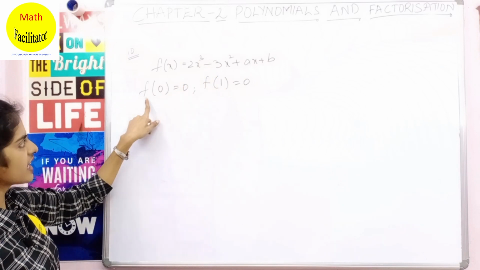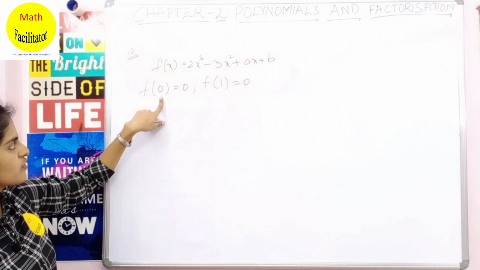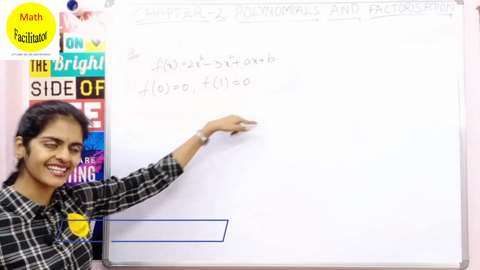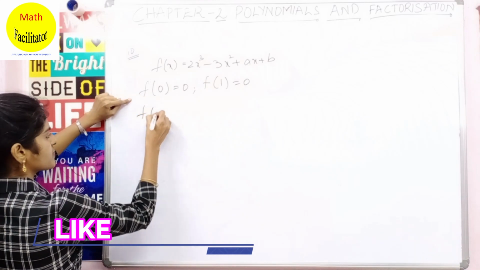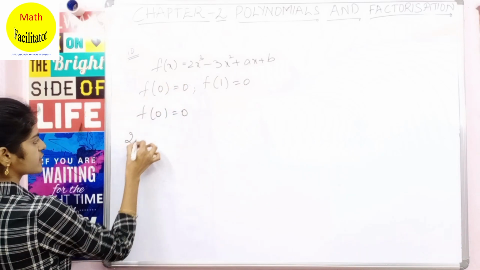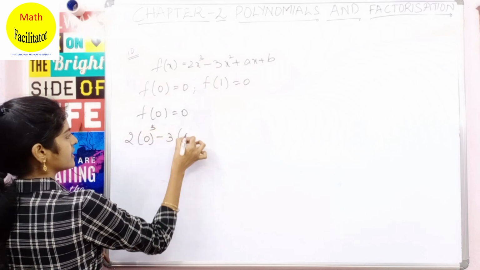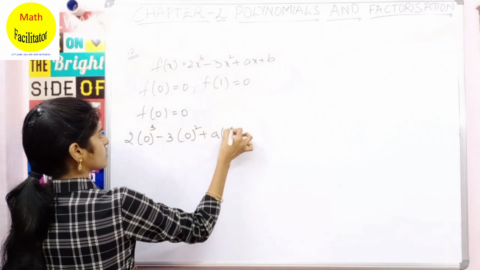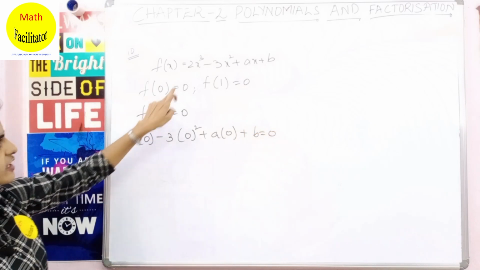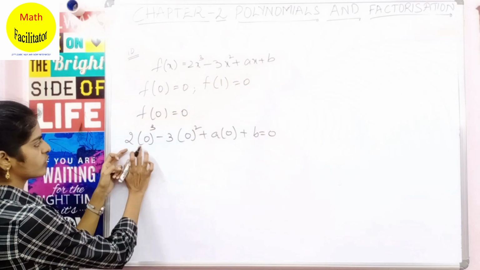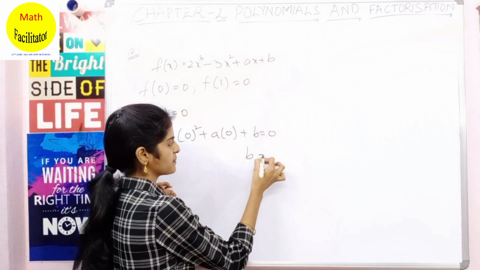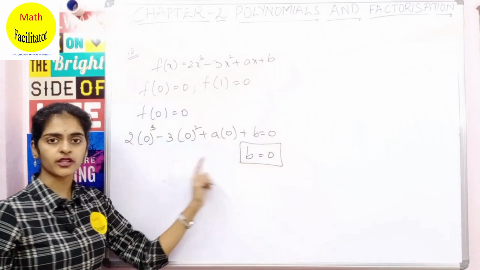So I wrote the condition, since 0 is a 0 of this polynomial, f of 0 is 0. And 1 is a 0 of this polynomial, so f of 1 is 0. Clear? So firstly find f of 0 equal to 0. You have to substitute 0 in this place. So it is 2 into 0 cube minus 3 into 0 square plus a into 0 plus b is 0. I am substituting 0 in the place of x. So something into 0 becomes 0, this is also 0, this is also 0, so you will have b equal to 0 finally. So you found the value of b.